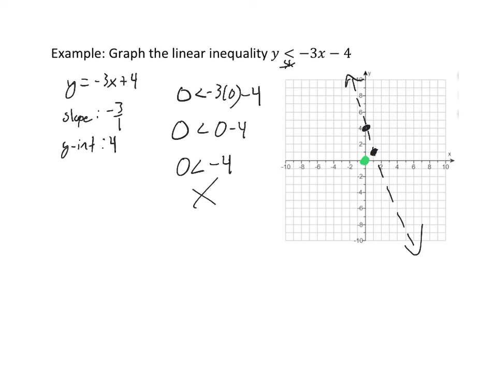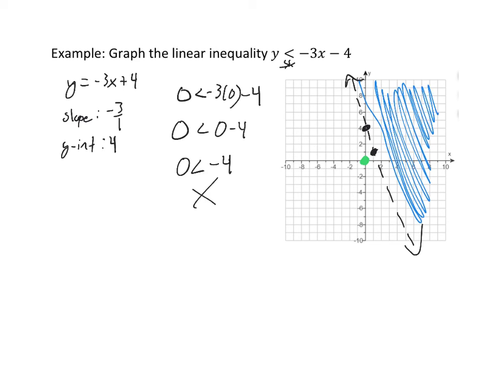So in this case, again, I have to shade the side that does not include (0, 0). Remember, if it were to include that side, in other words, if that sign were to be facing the other direction, then I would shade the side that includes (0, 0).